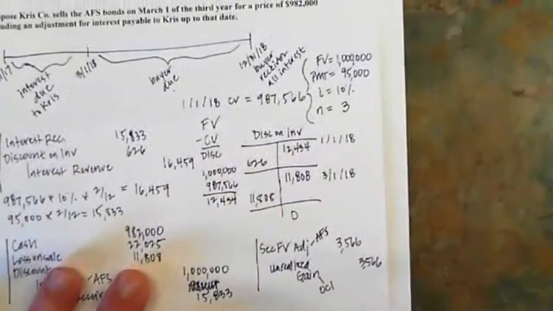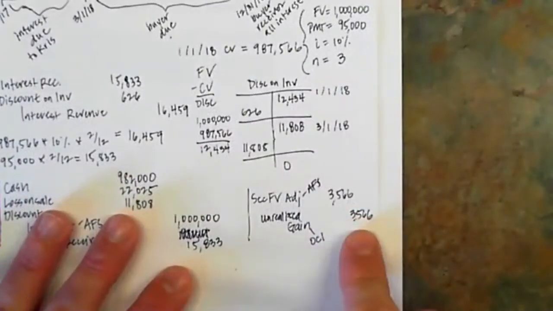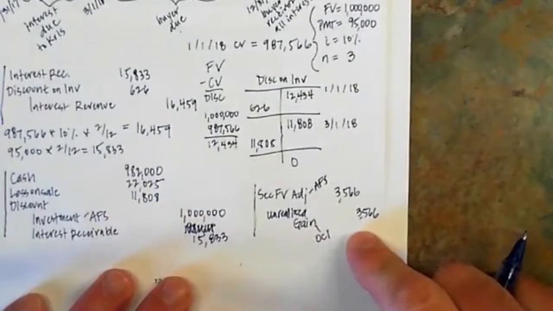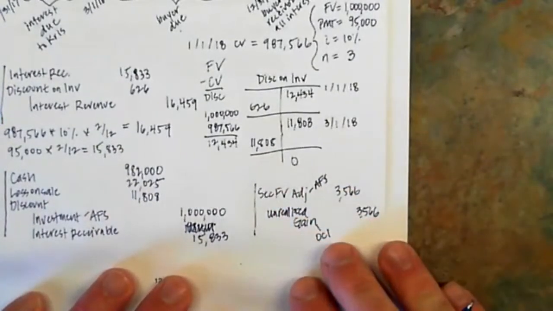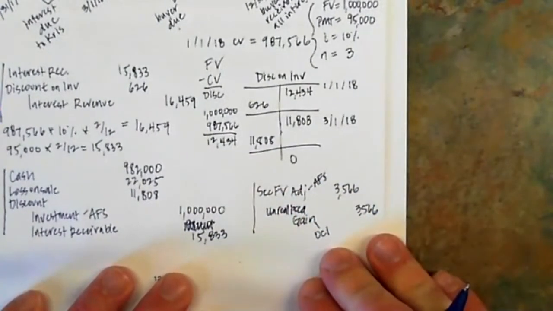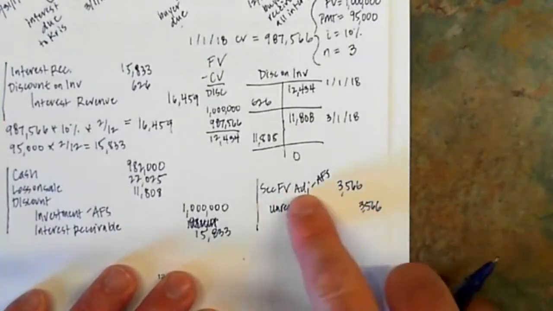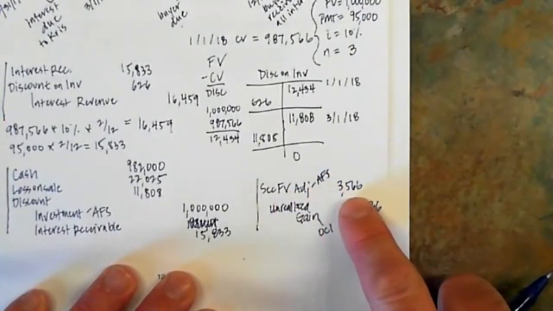That's going to be done when we close out this gain to AOCI. It'll zero out that account. Right? If you don't follow that, then just know you have to do it and reverse it, because you don't want the security fair value adjustment account remaining on your balance sheet.